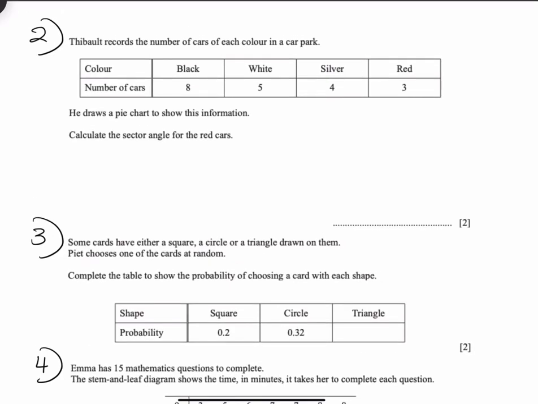Right, so let us look at question number 2. It says that they want the sector angle for the red cars. So you say red equals the frequency of red, which is 3, over the total number of cars. Let me use my calculator. So 8 plus 5 plus 4 plus 3, that is 20. You multiply that by 360. That is going to give you 54 degrees.